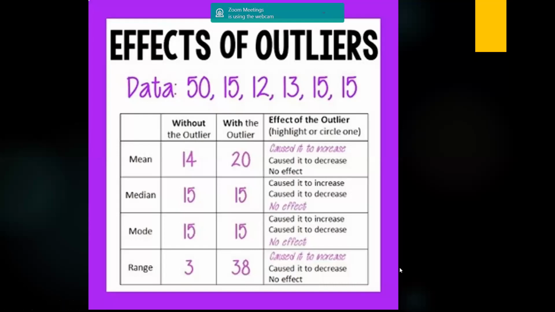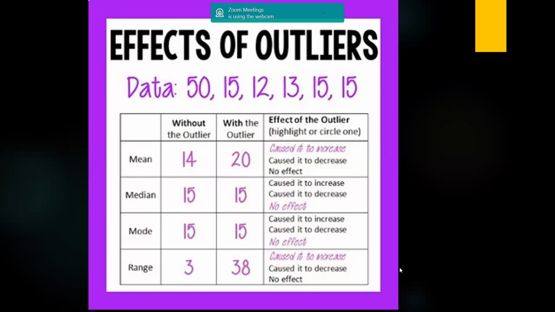Okay, now we stopped here. Let's talk about now the effects of outliers. We know how we can find the mean, the median, the mode, and the range. This is an example, not related to the previous one, but look at this difference here. If we have an outlier, the mean will be 20.